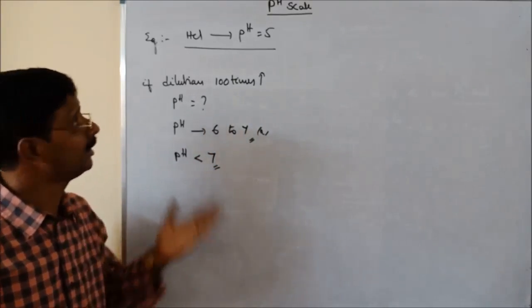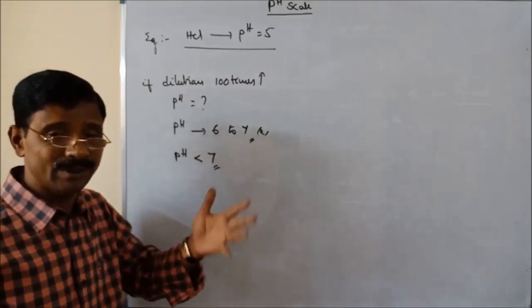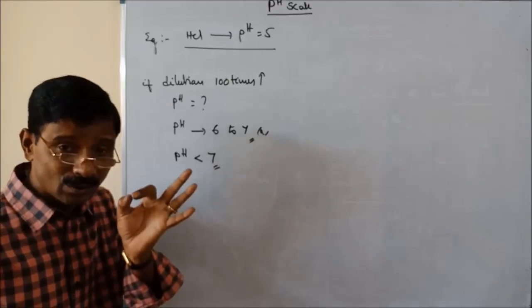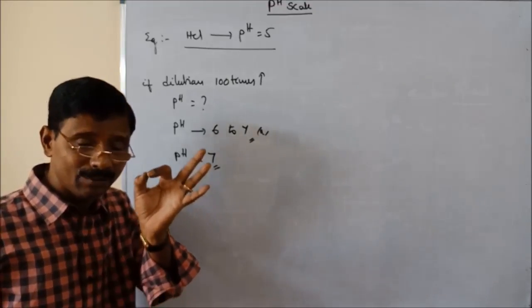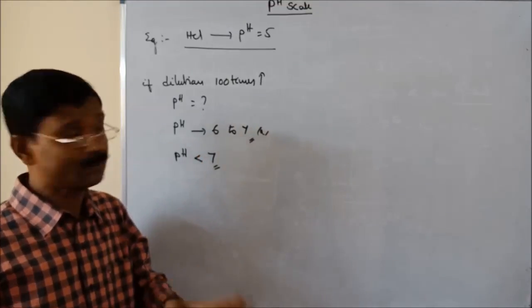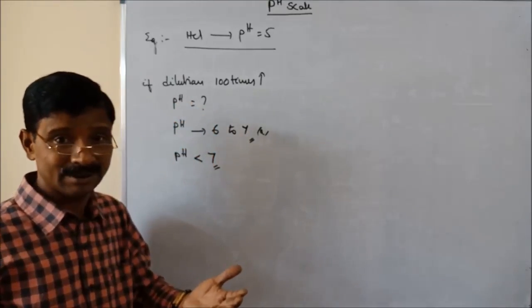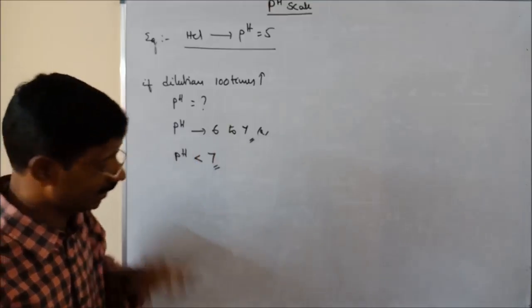Not only 2 times. For HCl of pH 5, if you dilute by 1000 times also, the pH should be less than 7. Because don't forget, we are adding only water. Of course, on dilution H plus is decreasing. Okay, this is one concept.